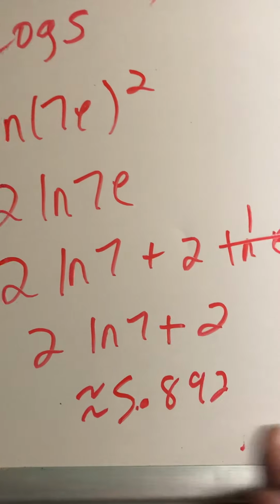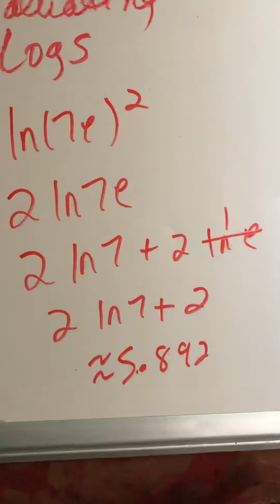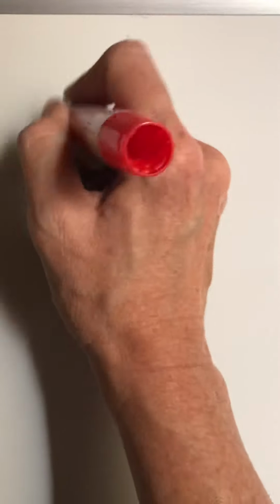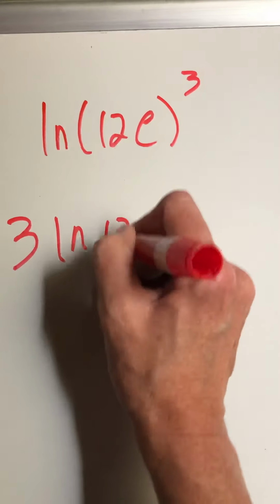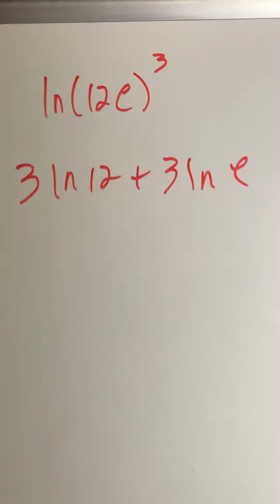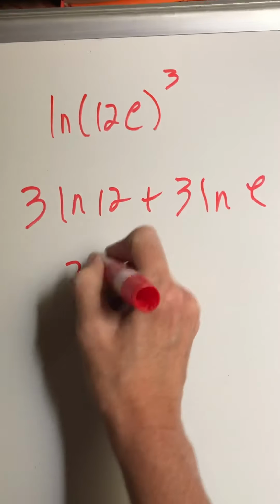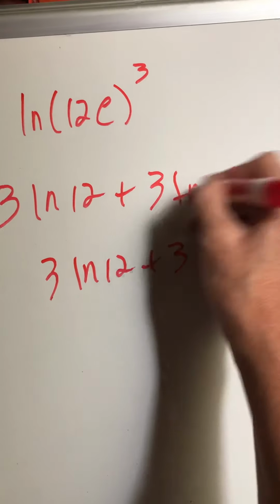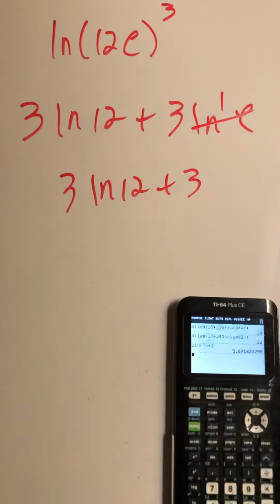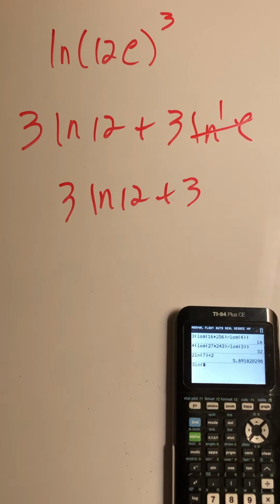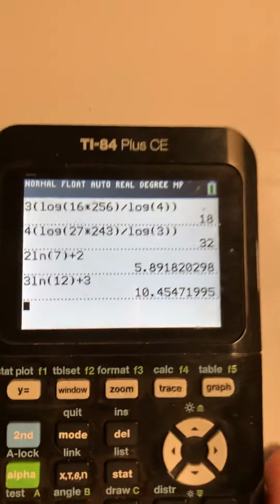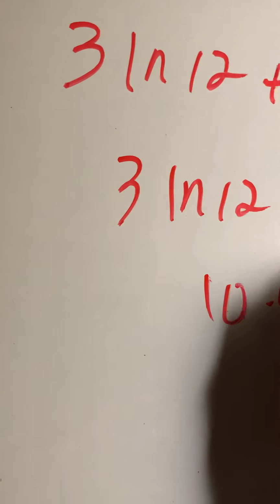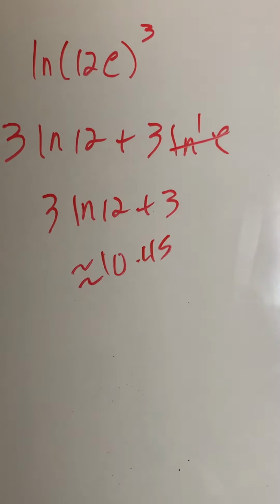But the natural log ones like this are easier to take apart than those log ones. So that's why on the log we're using the change of base formula. So let's try another: ln of 12e all cubed. So we're going to move the 3 in the front. So ln 12 plus 3 ln e, because that 3 has to be distributed, has to go to both of them. So 3 ln 12 plus 3, because ln e cancels to a 1. 3 times 1 is 3. And then again, type it on your calculator. 3 ln 12, close parentheses, plus 3. And you get about 10.45. And we go to the nearest hundredth. Okay.